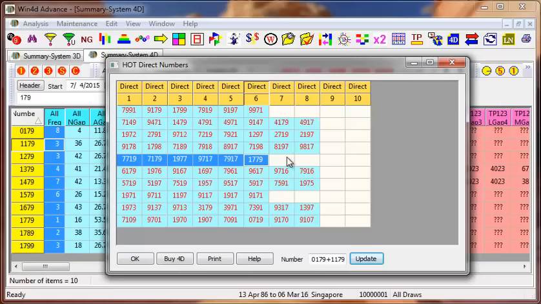Now, I personally feel that among here, I would like to highlight one number for you to pay attention to. It happens to be this number with a double 1799. This group of numbers here. Please take note, alright? Because last year, this set of numbers did appear in the top 3 columns. Alright, please take note, alright?